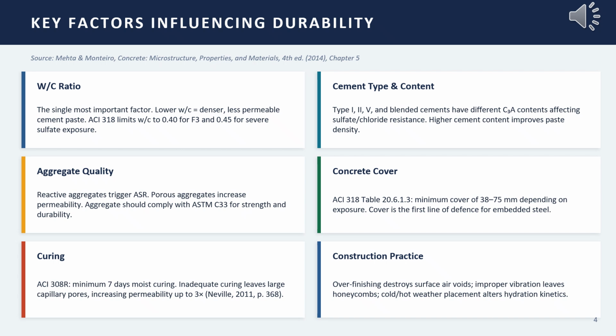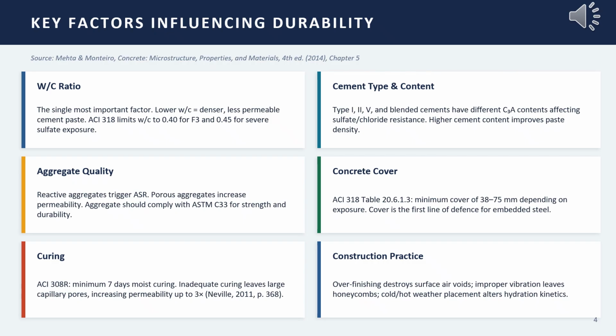Second is cement type and content. Different cement types have different tricalcium aluminate contents, which directly affect resistance to sulfate attack and chloride penetration. Higher cement content also improves density, but only if the water cement ratio is maintained.